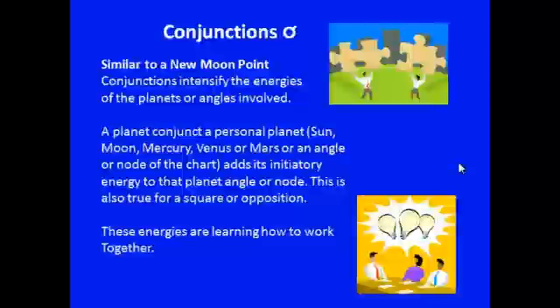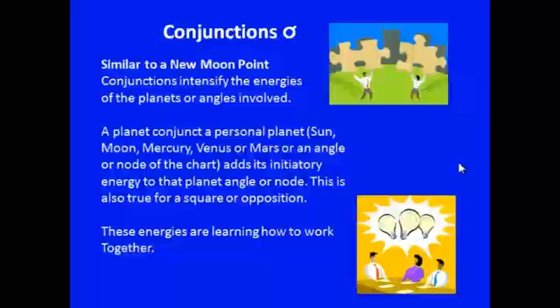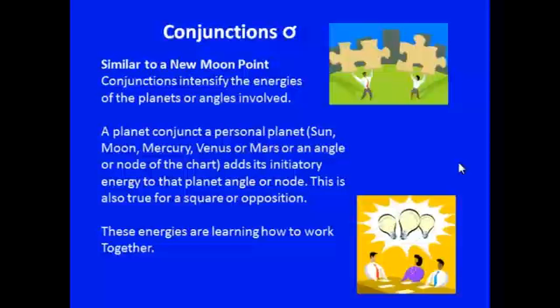And this is also true for a square or opposition. But with a conjunction, it's like making it bigger, making it more intensified. And basically the intention is that these energies are learning how to work together, how to accomplish or create something in the same modality or in the same element. Actually, only if they're conjunct would they be in the same element, possibly. But bringing the different aspects and energies together can create ideas and ways of doing things, and it creates new possibilities, is another way to look at that.